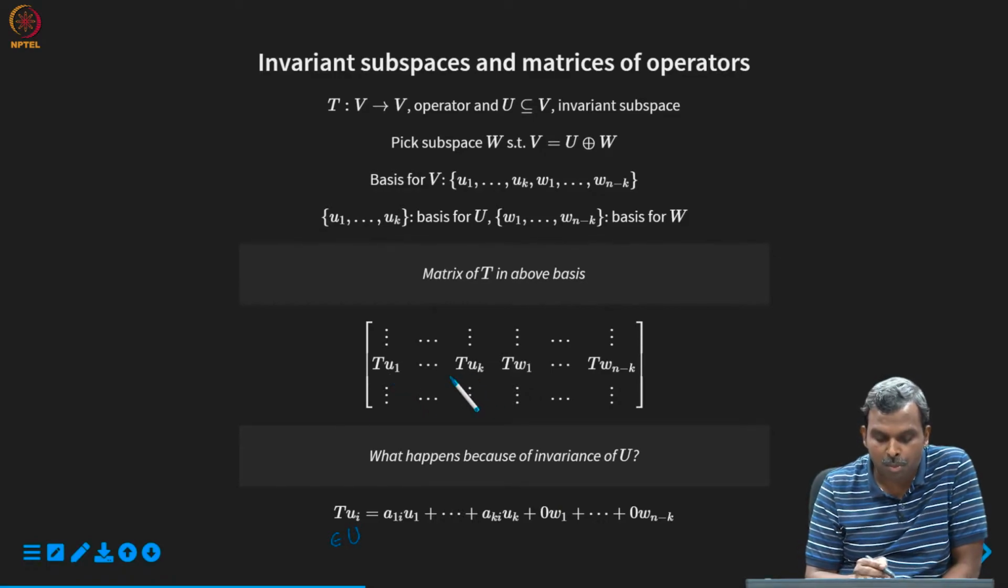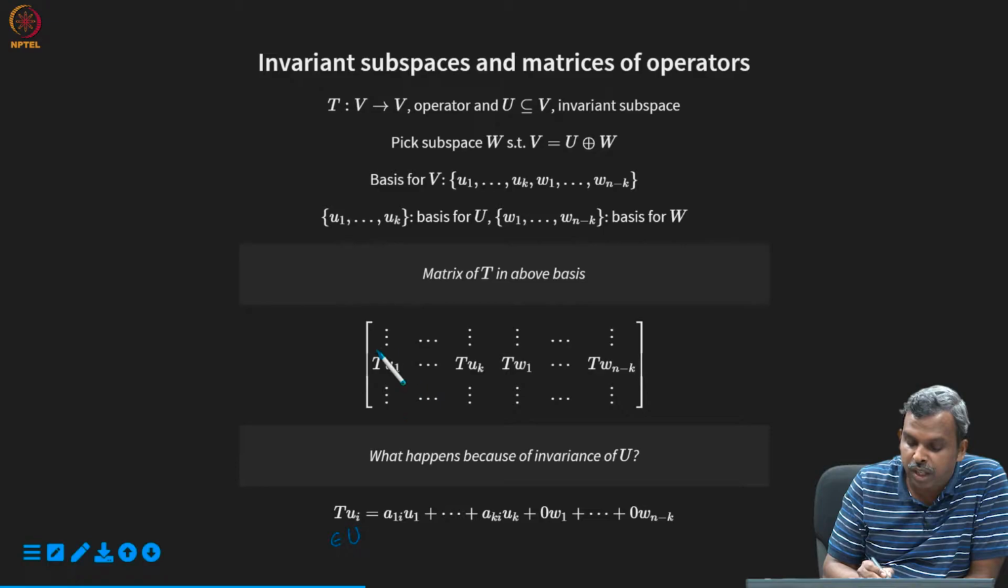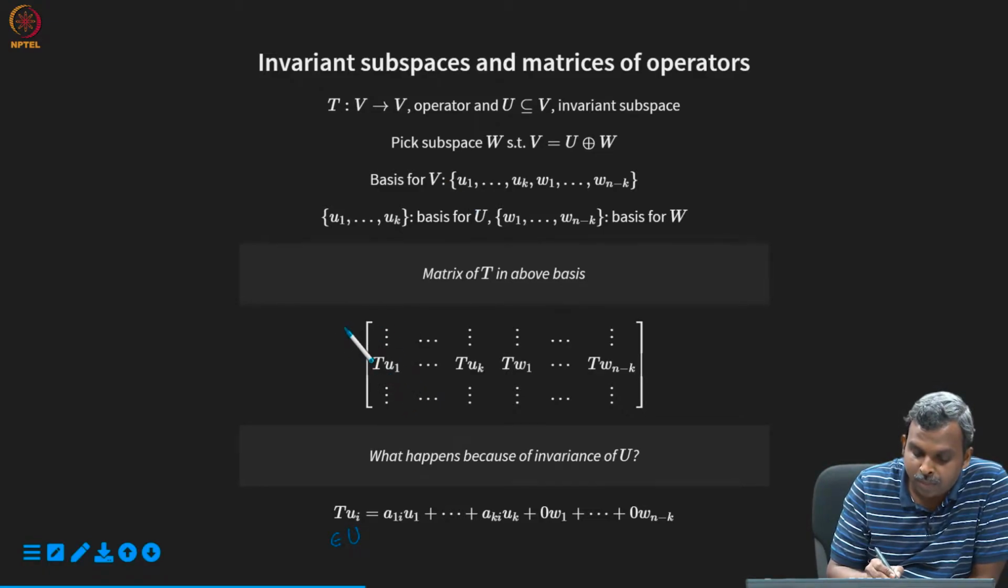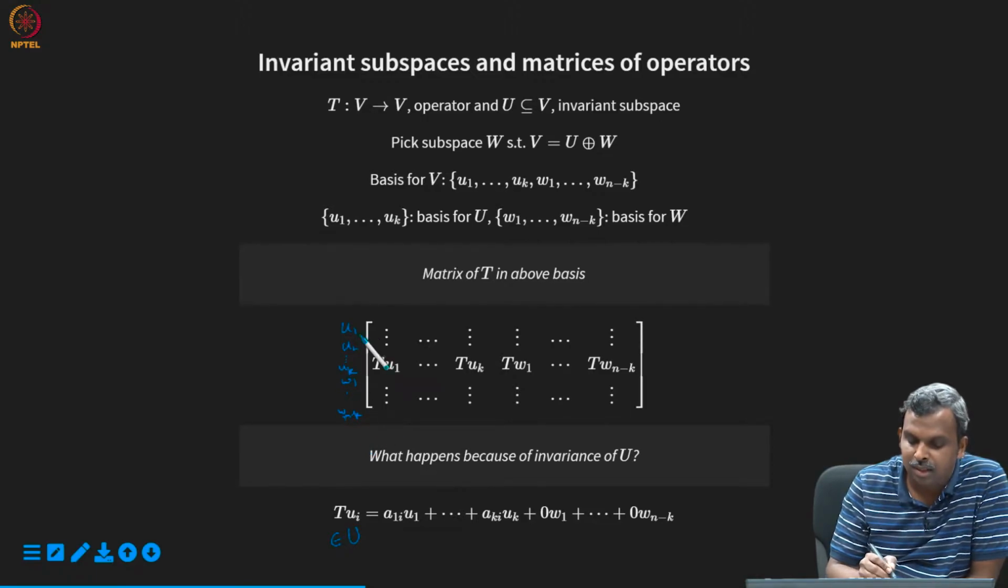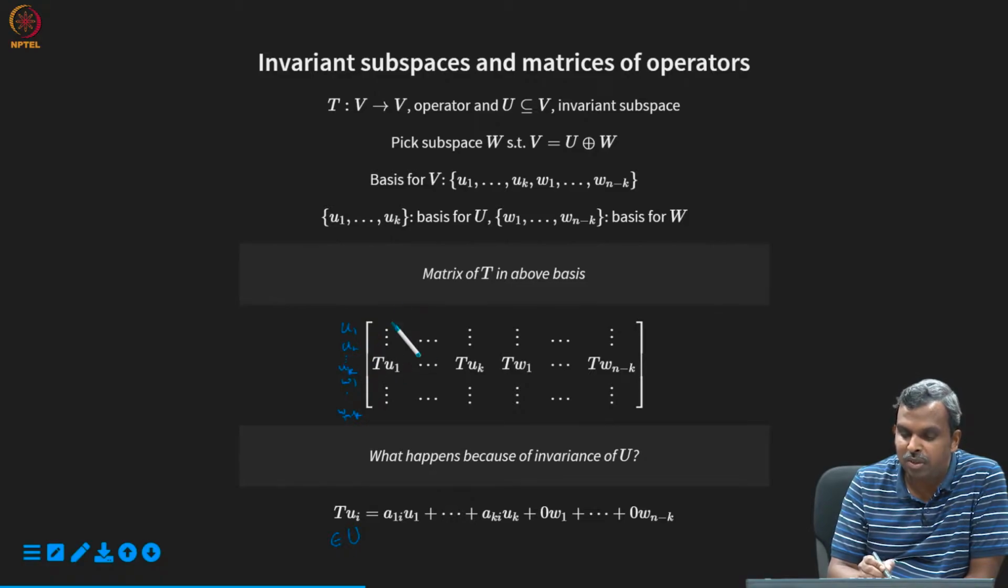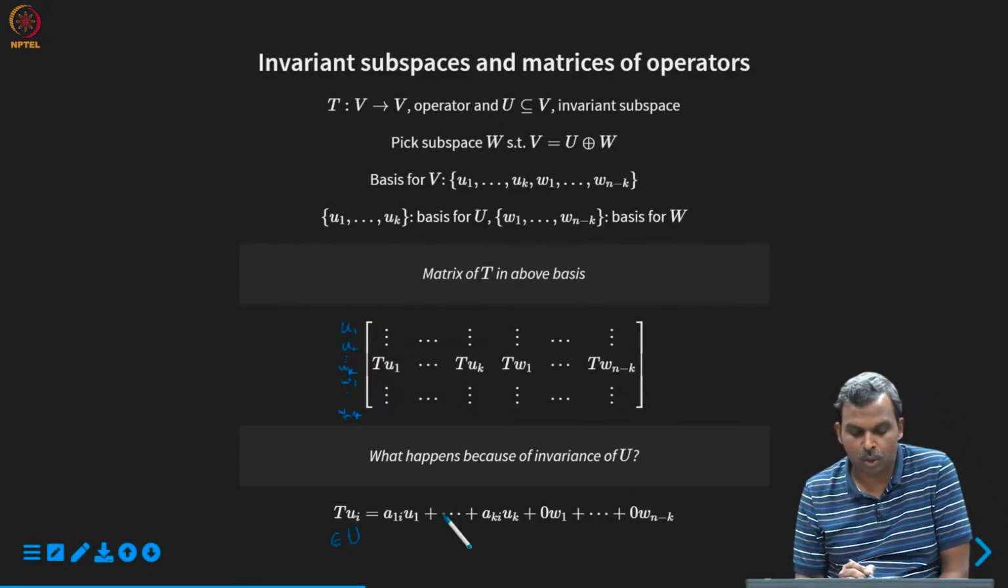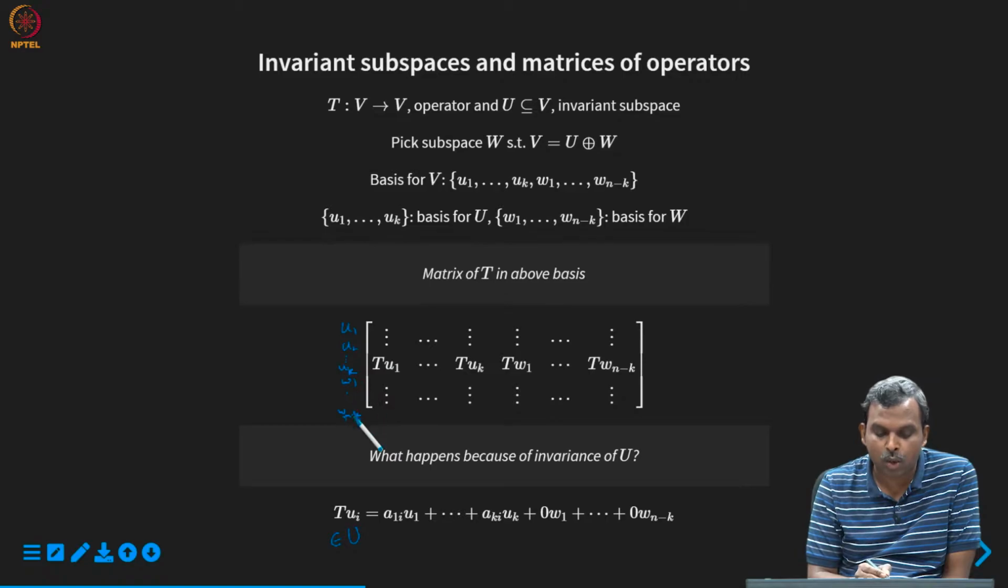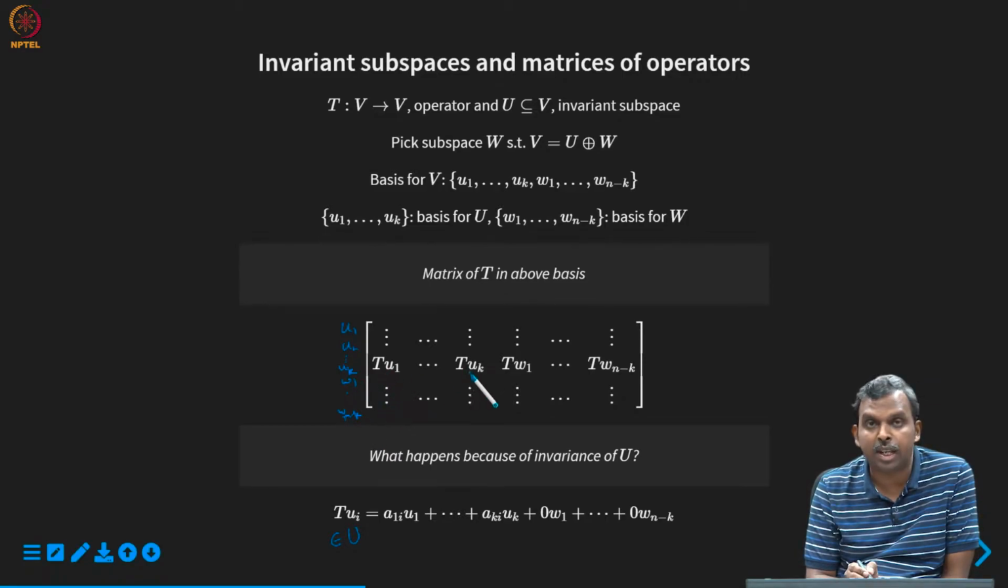Is that okay? Remember once again, I'm going to write coordinates for TU1 in terms of this basis. So in this matrix, the first row will be U1, the second U2, up to Uk, and then W1 will come, and W(n minus k) will be the last row. Imagine every row you can associate with one of these basis elements. So that's the coordinate corresponding to U1 in TU1. That's how we write this matrix out. So all these bottom n minus k coordinates have to be 0 in the first k columns. That's because of the invariance of U.